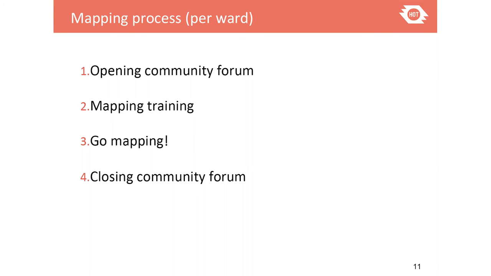The third process is that after training, we have to go mapping. We set up everything with the ward officers, then go and collect information from the areas that we really need to map. By pairing one university student who is trained and motivated with one community member, to provide local knowledge and also add value to the information, we have been able to map these wards.